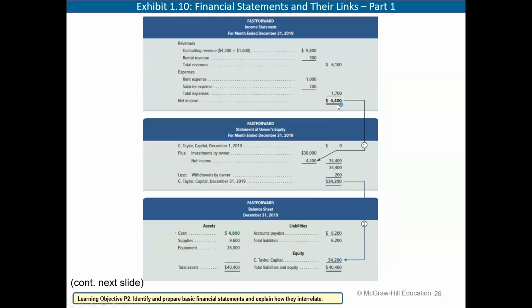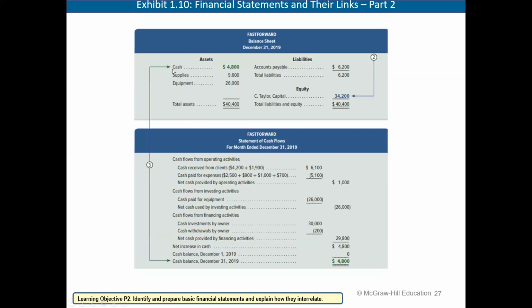So again, the net income flows to the statement of owner's equity, helps us calculate our total owner's equity. That will flow to the balance sheet in the equity section. And then our cash from our balance sheet should match our cash balance on our statement of cash flows. So hopefully you feel a little more comfortable.